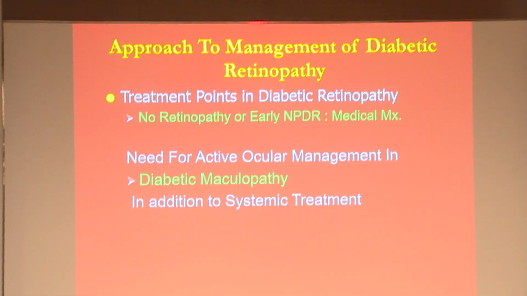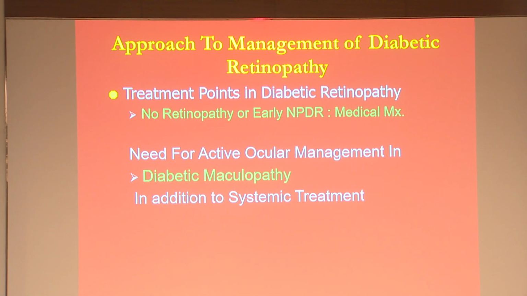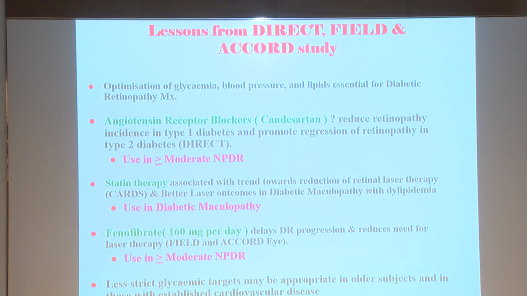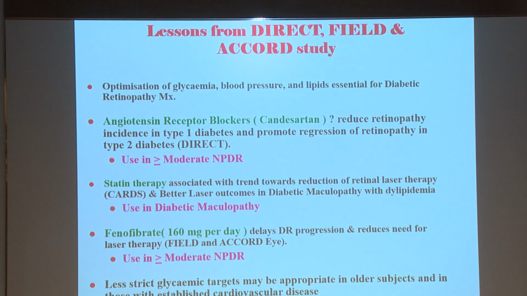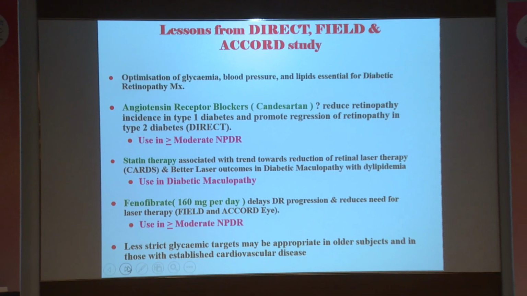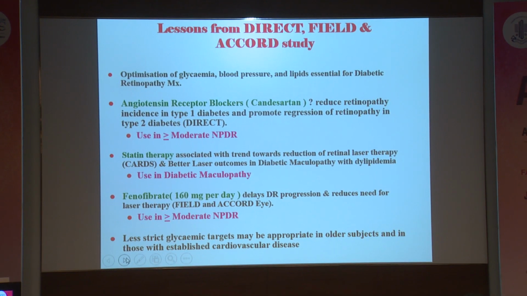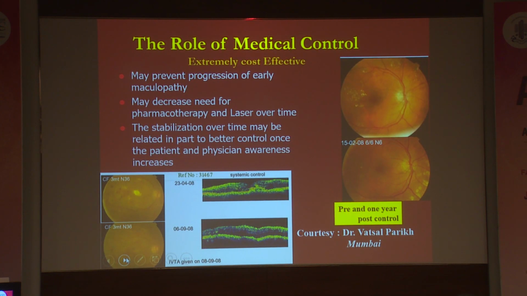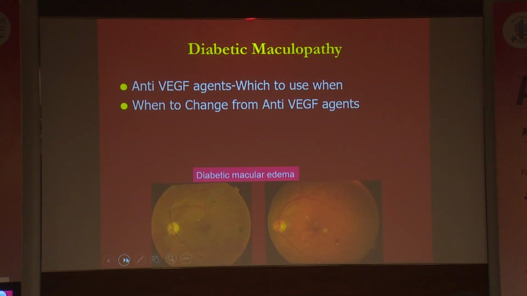In diabetic retinopathy, we have 3 treatment points: no retinopathy or early NPDR, medical management; maculopathy, active ocular management, in addition to the systemic treatment. Now, this is just to show you the lessons we have from the various studies which show that use of angiotensin receptor blockers, statin therapy, and fenofibrate can all help to control your patients with diabetic maculopathy. And this is the result of that maculopathy, which was shown to me by Dr. Vatsal Parak from Mumbai earlier.